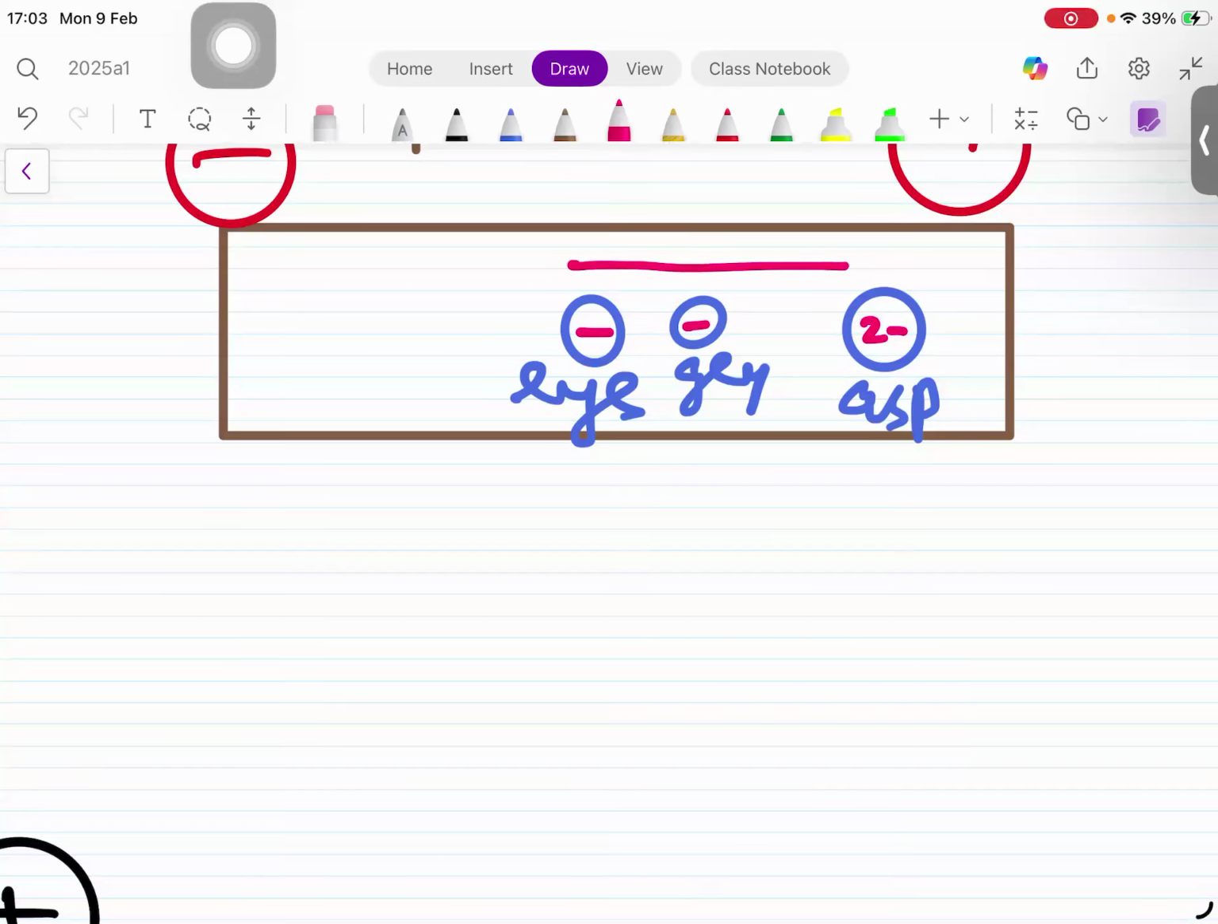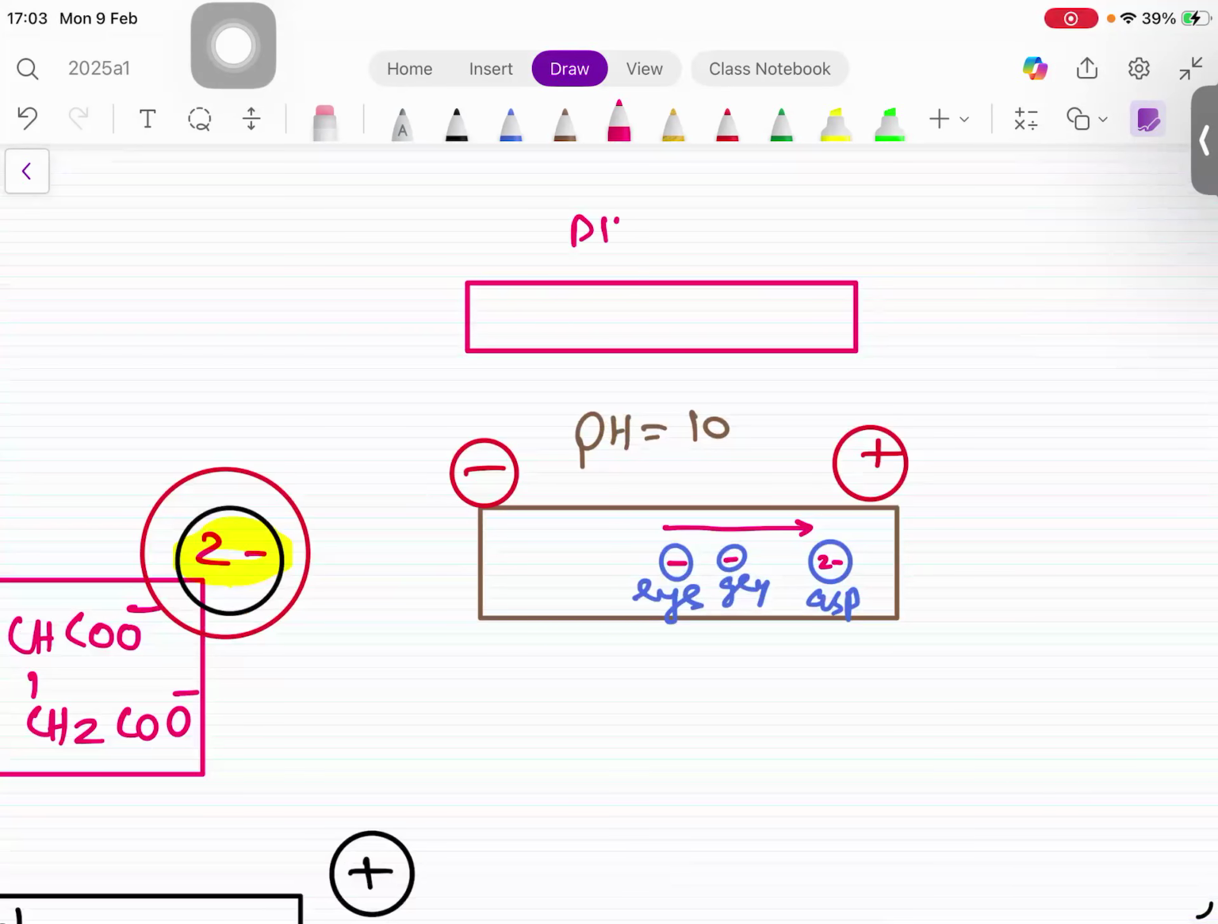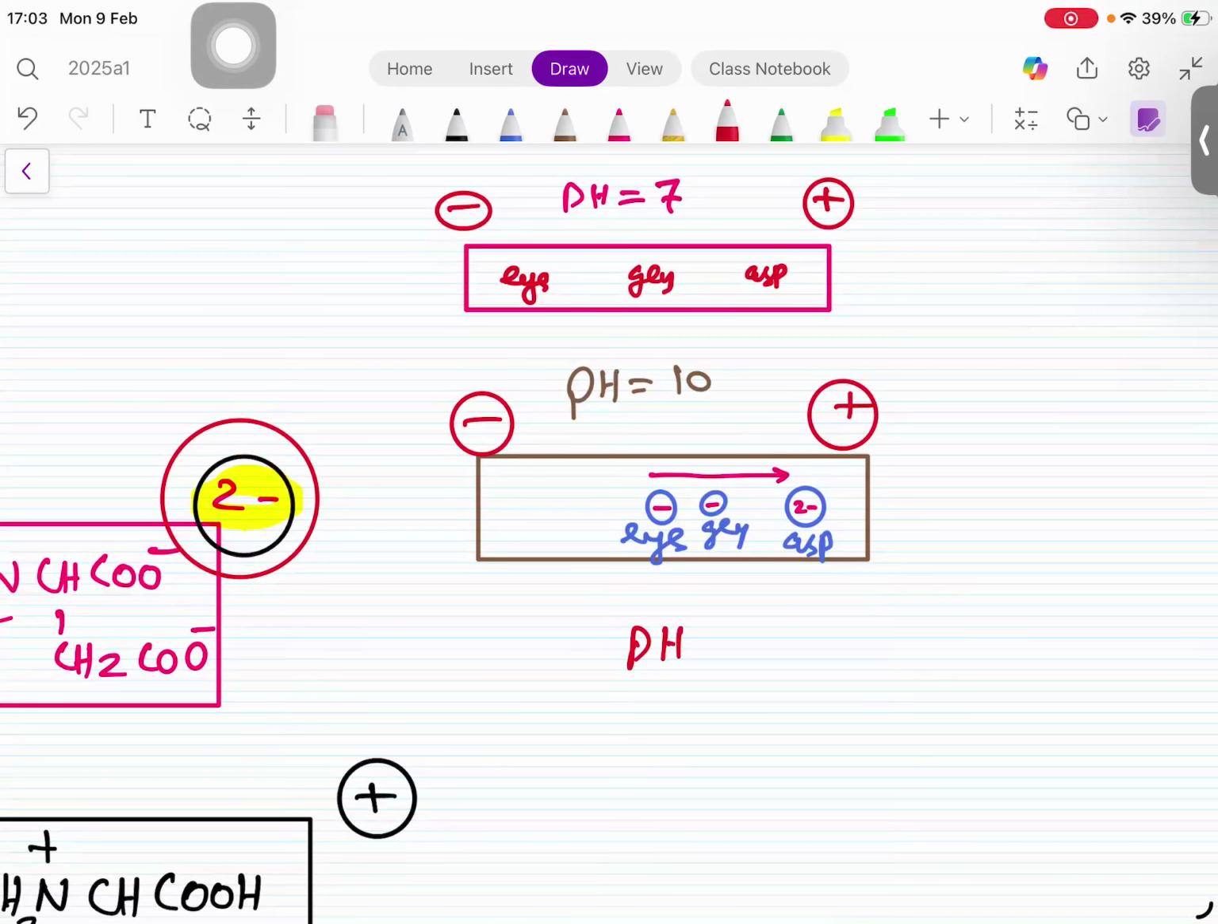Because the rate of movement of an amino acid is directly proportional to the charge and inversely proportional to the mass. Okay. So at pH 7, they look like this. When we get separation at pH 7, when we buffer the mixture of amino acids at pH 7, we see, for example, ASP was on this side, glycine was here, and lysine was here, okay, at pH 10. Now let's see how they look after separation at pH 2.